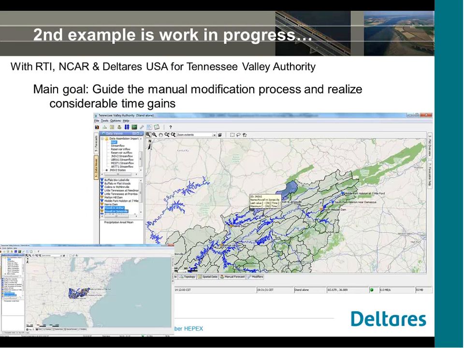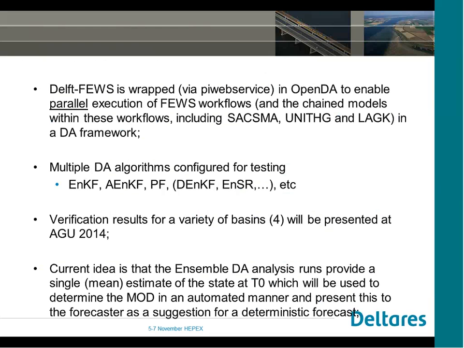The challenge here is also the setup of the system developed for the National Weather Service. Basically, all the models are different components. The soil moisture model, SAC SMA, is a different model. So these are different components glued together in a workflow, which makes it difficult. It's not one big model where you can update all the states at once, but you have to think about all these different models after each other and how to do this. That's why we wrapped Delft-FEWS via our web service in OpenDA to enable the parallel execution of the workflows and the chain models within these workflows, and then run this in a data assimilation framework.